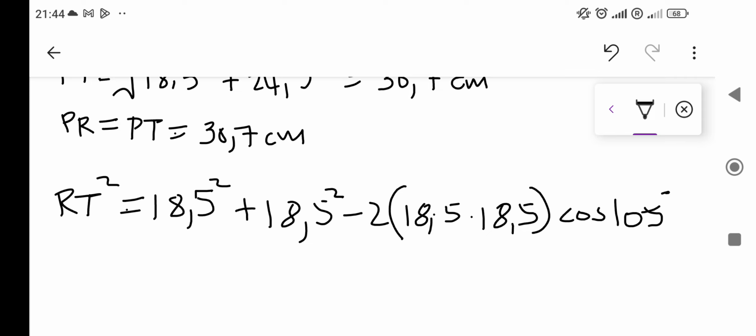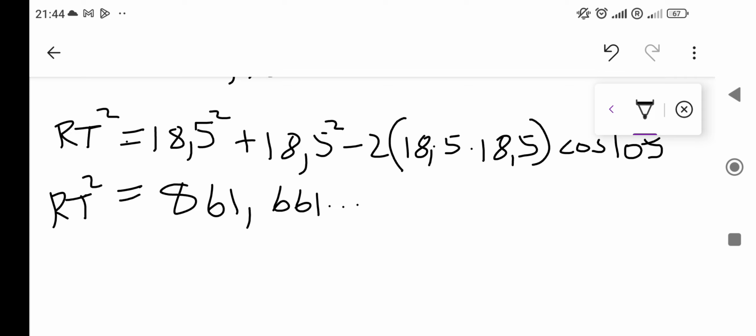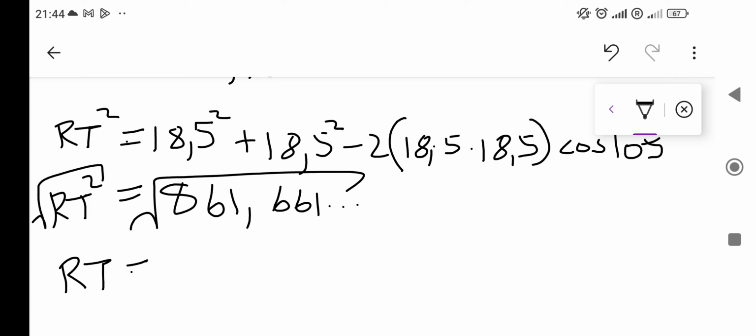Great. So all of this is going to be calculator work. Put all of that in your calculator, and the calculator will say 861,661 and a lot of other values. I'm not going to round that off yet. I'm first going to square root both sides, since this is RT squared. So this will tell me that RT will equal 29,35, and remember that we are dealing with centimeters.